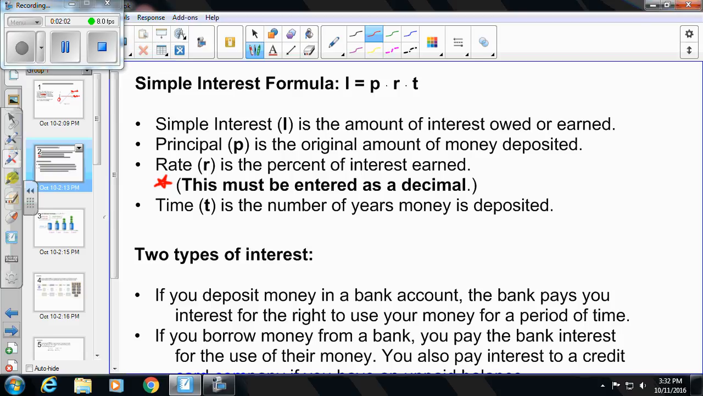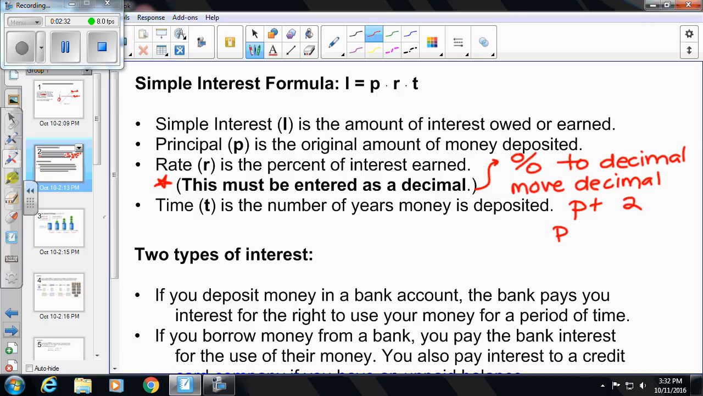Okay, so let's talk about this for a second here. Let's refresh our memories. To convert from a percent to a decimal, you want to change your percent and make it into a decimal. You have to move the decimal point two places to the left. So sometimes that involves adding a 0 in front and a decimal point.